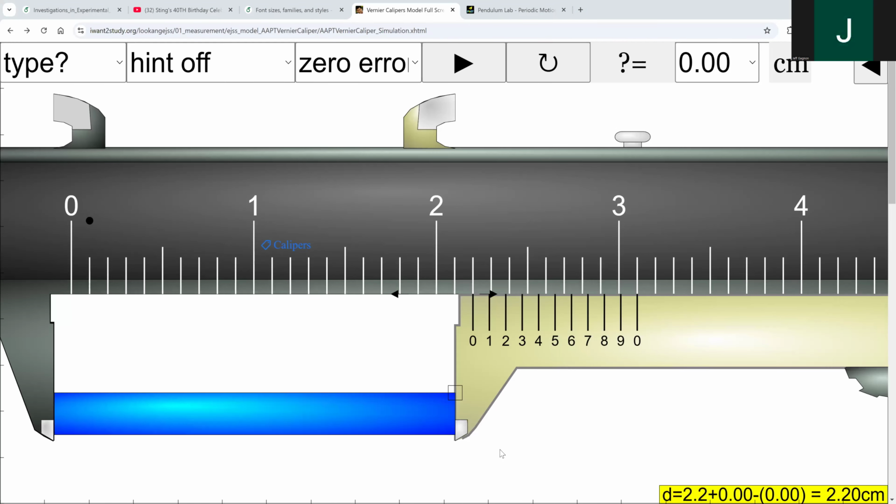Okay, so now let's say this is your new length. So now what is this actual length? Well, the 0 is right on 2.2, right? So you would say it's 2.2 something. Well, the 0 lines up best. So that last digit, the hundredths place, would be a 0. So you'd actually read this as 2.20 centimeters.